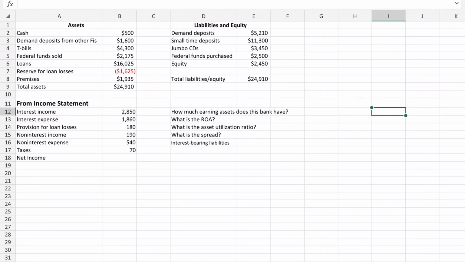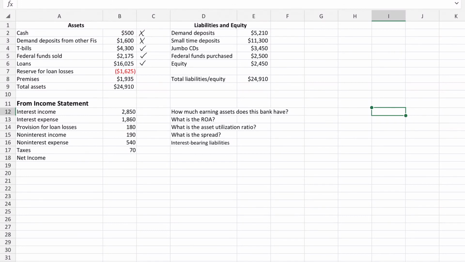So does cash earn interest for the bank? No, cash does not earn interest for the bank. Secondly, demand deposits from other financial institutions. Well, demand deposits are just checking accounts. Once again, they do not earn interest for the bank. T-bills, yes, they do earn interest, so that is an interest earning asset. Federal funds sold, so they've loaned funds to other banks using the federal funds rate, so that does earn interest. Do loans earn interest?